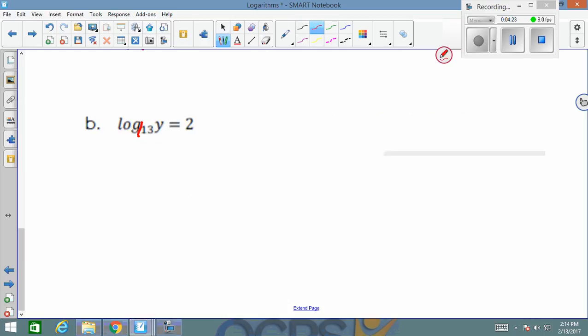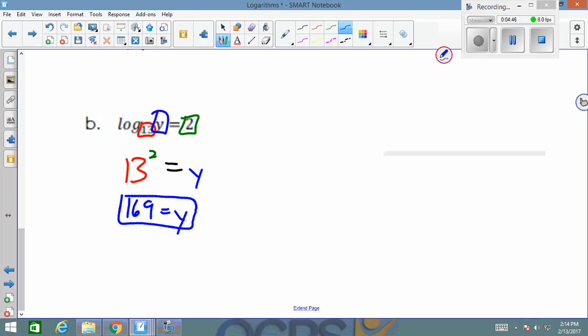Okay, again, this base down here, the subscript, is our big base. This is going to become my exponent, equal to the big number over here, which is y. So 13 squared is y, and 13 squared is 169, so 169 is my y.